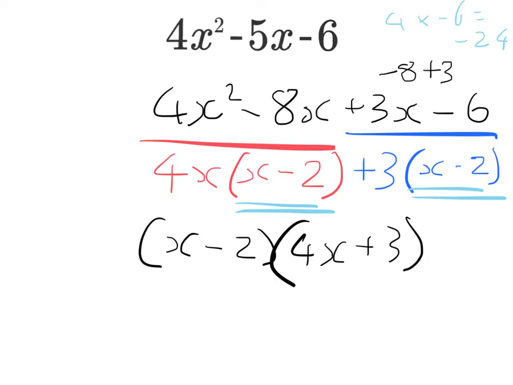Again, I will quickly multiply out: 4x squared minus 6. So our first and last terms work fine. Plus 3 minus 8, plus 3 minus 8 gives me the negative 5 in the middle. I really am a fan of this method.